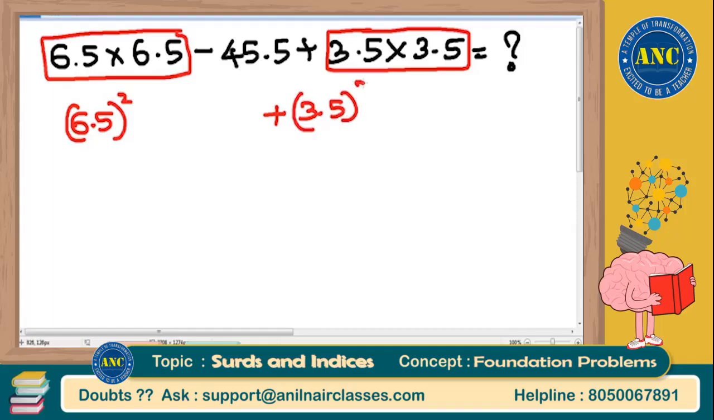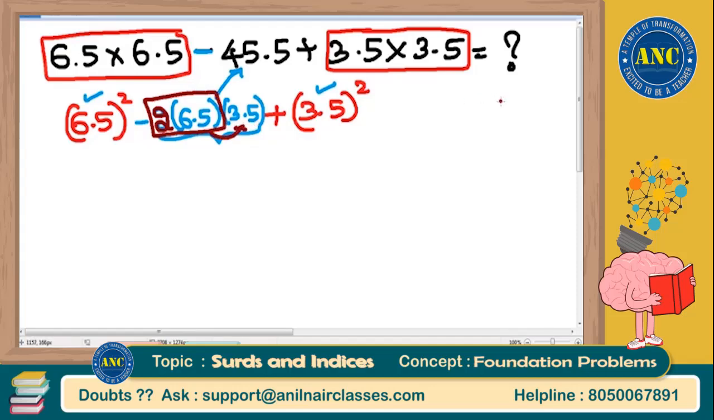This is nothing but a square plus b square, and because there is a minus sign in between, it should be minus 2ab, minus 2 into 6.5 into 3.5. Check whether this value gives you 45.5. Can I say that 2 into 6.5 is nothing but 13? 13 into 3.5, and 3.5 is 7 by 2. 13 into 7 is 91, and 91 by 2 is 45.5. Yes, it absolutely satisfies the middle term.